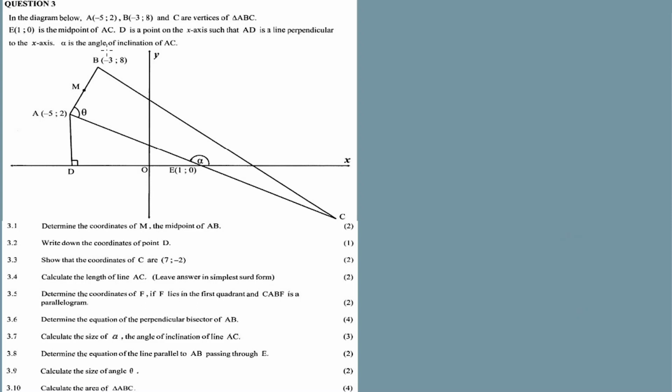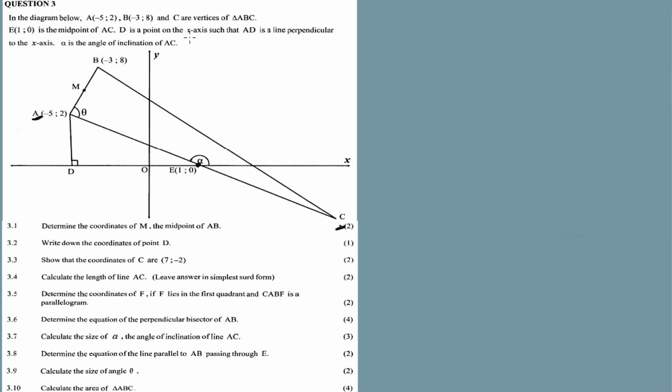Now, let's go to question 3. In the diagram below, A, B, and C are the vertices of triangle ABC. So it's not two triangles, it's obvious. Triangle ABC, and triangle ADE, two triangles, right? E is the midpoint of AC.